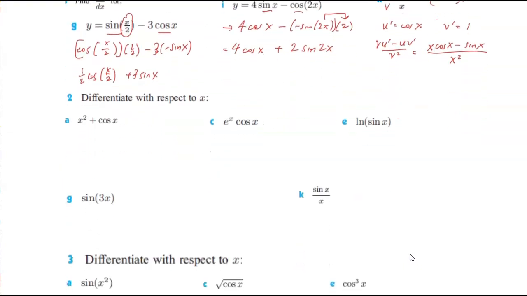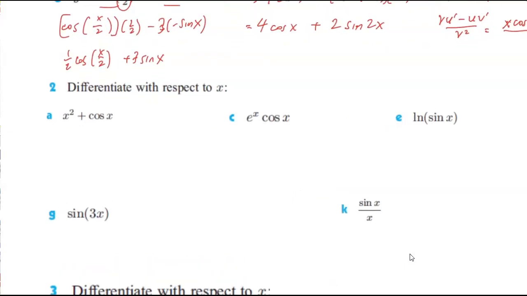2a, differentiate with respect to x, just saying to find the derivative. They say with respect to x, there's only one variable here, it's x, so okay. The derivative of x squared is 2x. The derivative of cosine x, remember, is negative sine x.